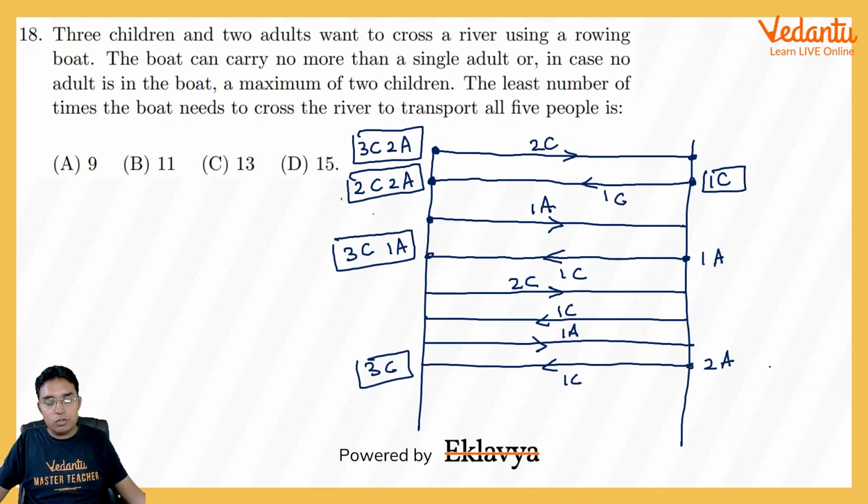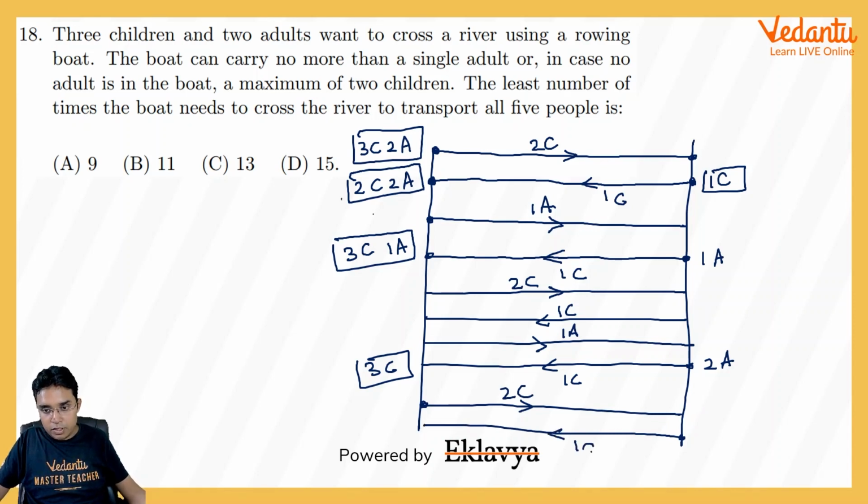So 8 rounds, only to send 2 adults there. Then now we will be sending definitely 2 kids here. But 1 kid has to come back so that your boat is back, and now you will be having 2 adults, 1 kid here, and now we are having 2 kids here.